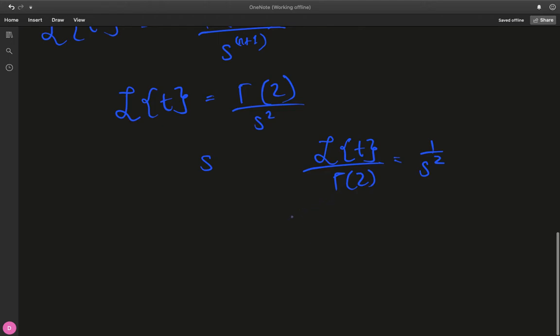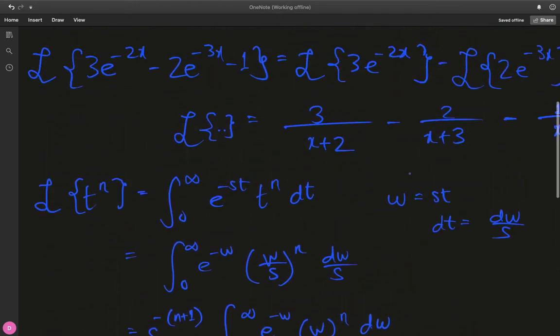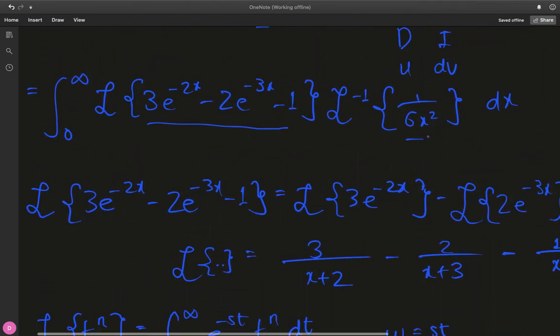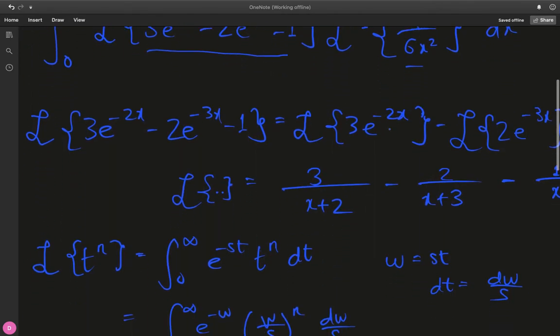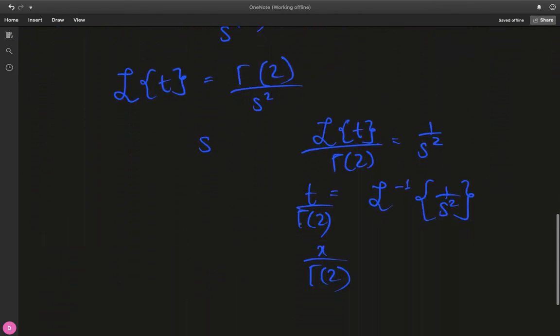So this will just become t over gamma of 2, the inverse Laplace transform of 1 over s squared. In our case the s was x, so the inverse Laplace transform of 1 over s squared is nothing but t over gamma of 2, but since we need to start and end in x, this is nothing but x over gamma of 2. So we can make that substitution in here with the factor of 1 over 6.